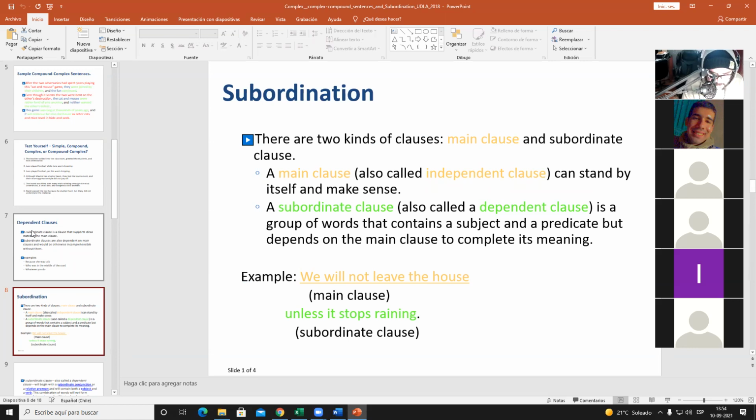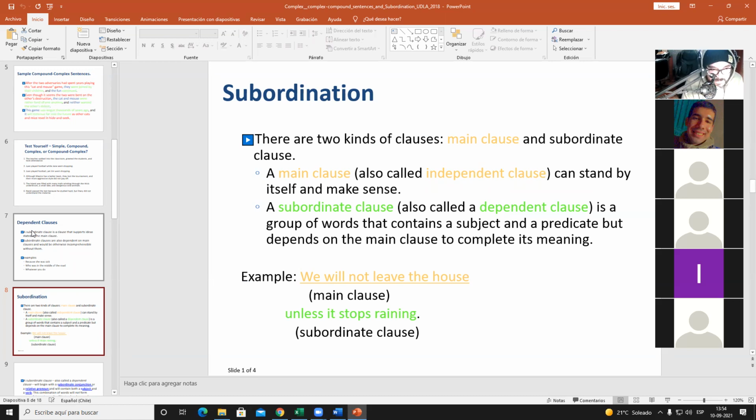And on the other hand, it's a lot of reading comprehension. You need to read and comprehend what you're reading. So I'm going to read it again. There are two kinds of clauses. Okay, we know that. Main clauses, yes. And subordinate clauses, yeah, dependent clauses, yes. A main clause, okay, also called independent clause, yes, we know that, can stand by itself and make sense. We know that because of the context.